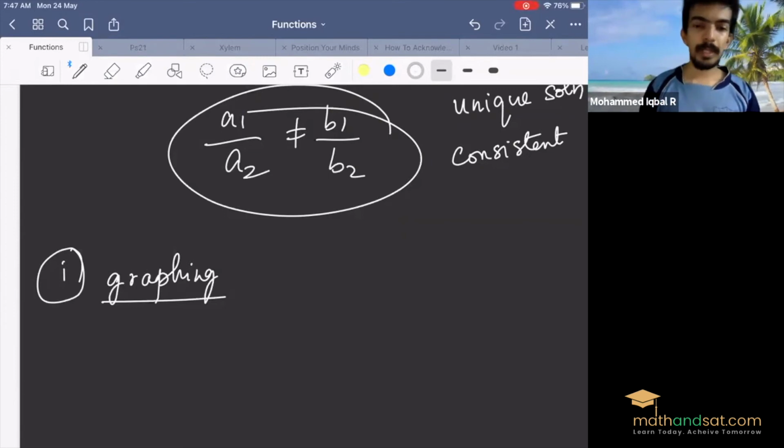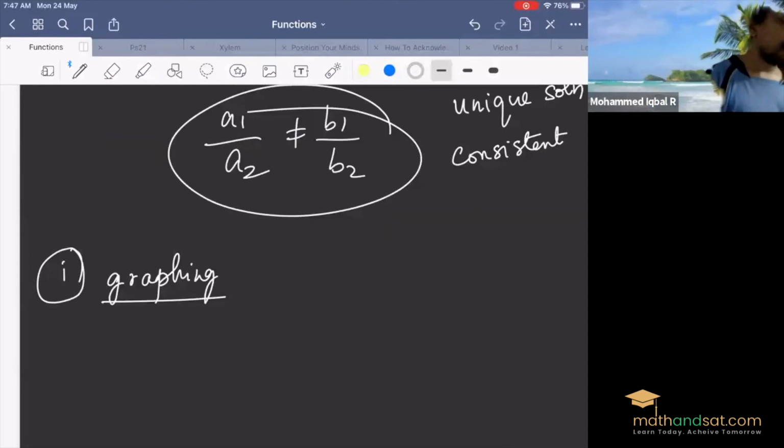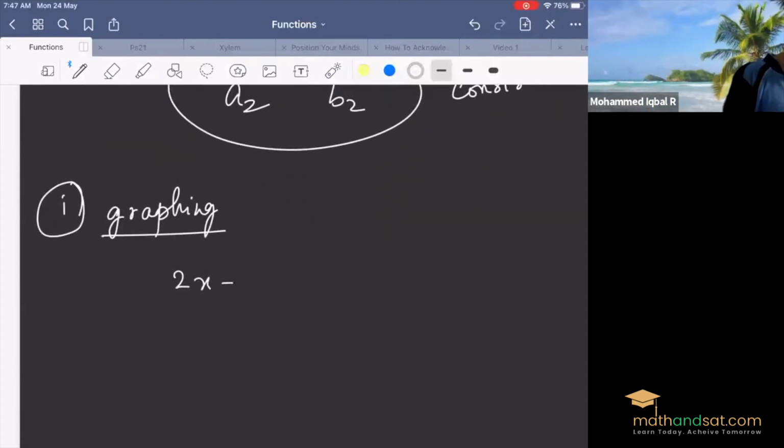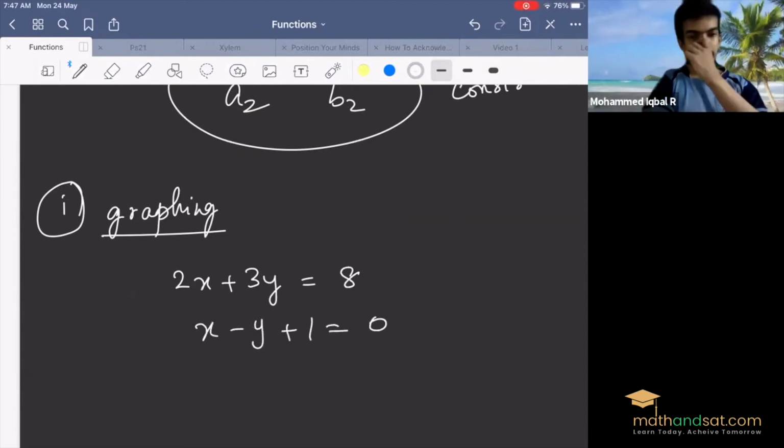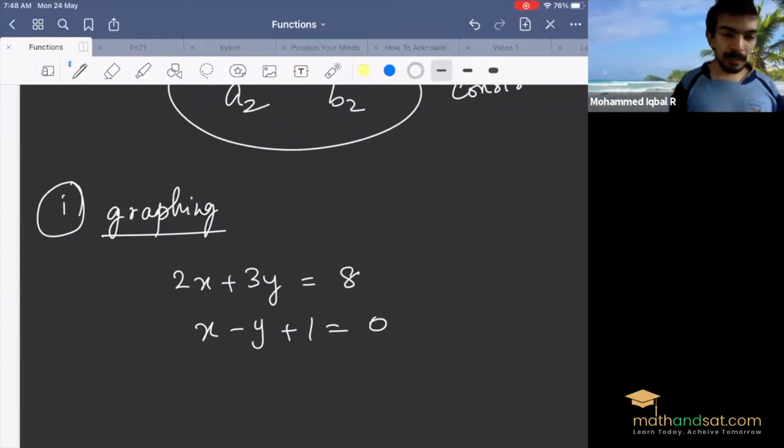I'll give you a simple question. 2x plus 3y is equal to 8. x minus y plus 1 is equal to 0. Now, by graphing, how do you get the solution?